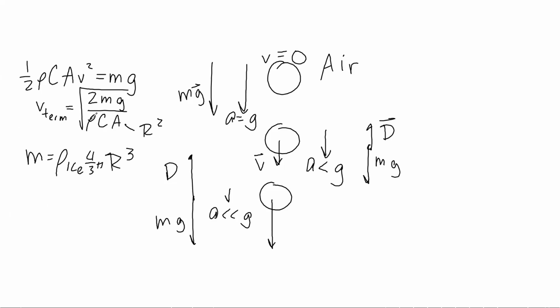And so what you have here is that the bigger the hailstone, the bigger the radius, the faster the terminal velocity. And so we have a relation between the ratio of terminal speeds of two different sizes, which is proportional to the square root of the ratio of the radii.